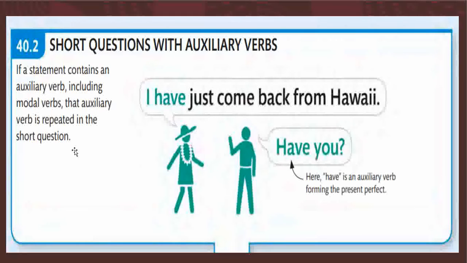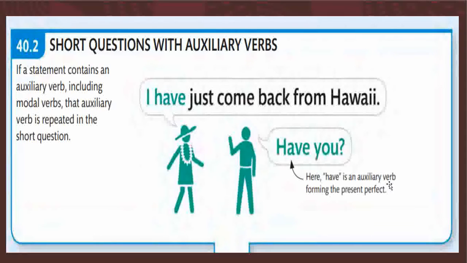Now over here, the statement that is before us is, I have just come back from Hawaii. Now over here, the word have is there. Let us see how to pose the question. Auxiliary is have, and you're talking back to the person who's in front of you. So second person pronoun is to be used. Have you? That's the question, and the question is over.